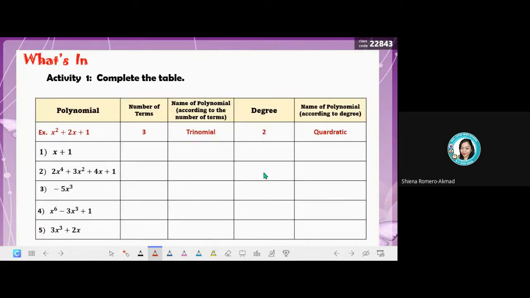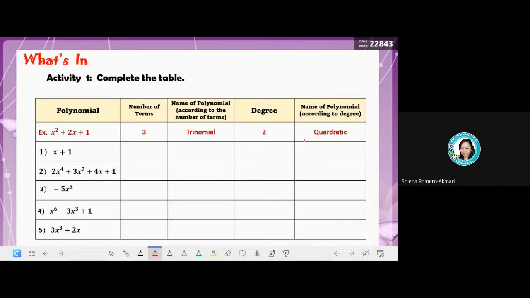So, let us have this first bago tayong proceed sa topic. So, I have here the number of terms. Bibigay natin yung number of terms, and ibibigay din natin yung degree. Then later on, we will name the polynomial according to the number of terms and according to its degree. Okay? So let us start.